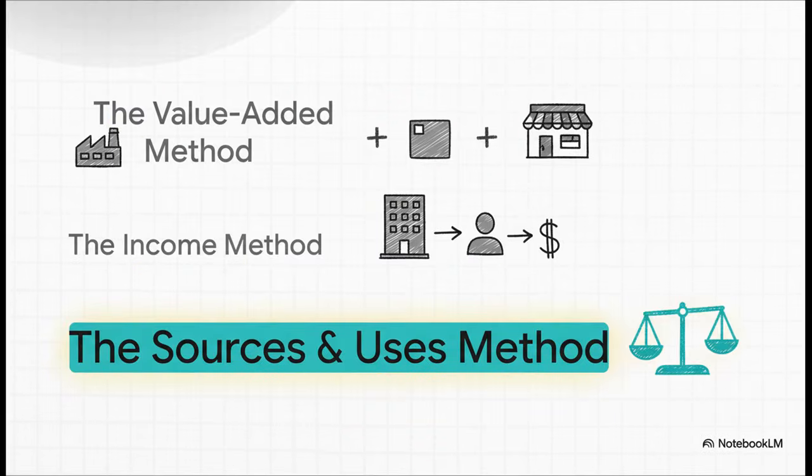So there are a few different ways you could go about it. You could, say, track the value that's added at every step of making something, or you could track all the income everybody earns. But one of the most powerful and honestly most insightful ways to do it is what's called the sources and uses method. And that's going to be our focus today.